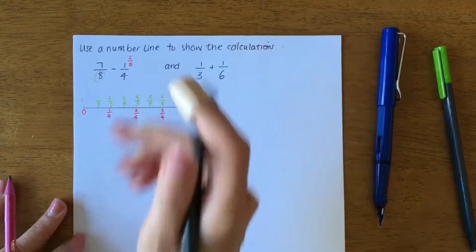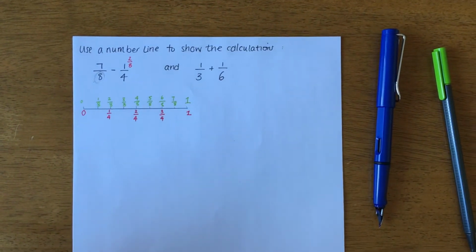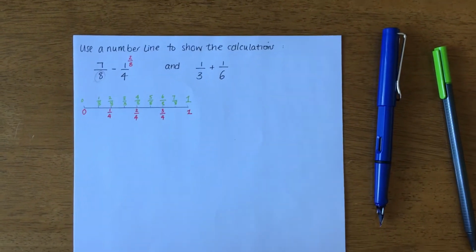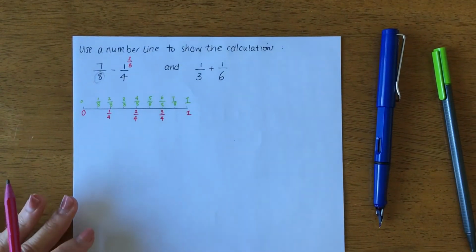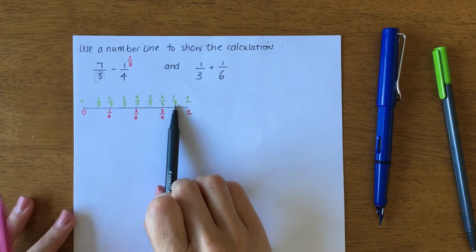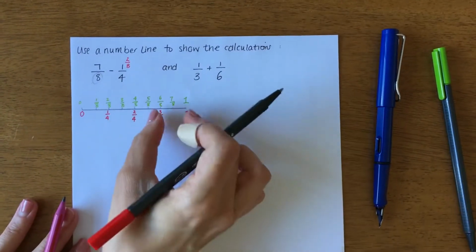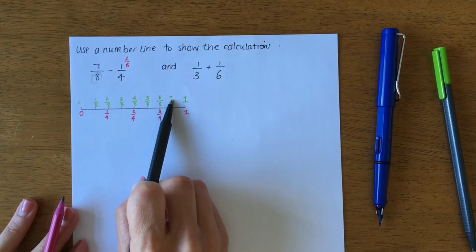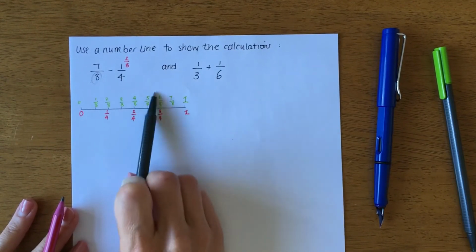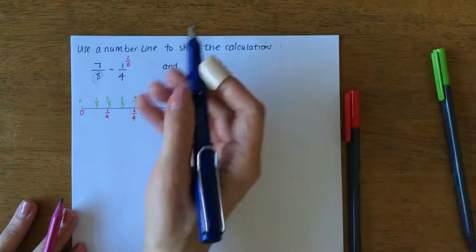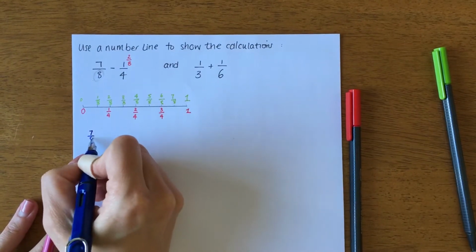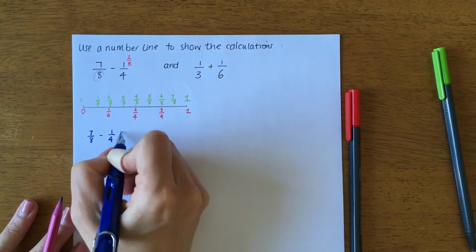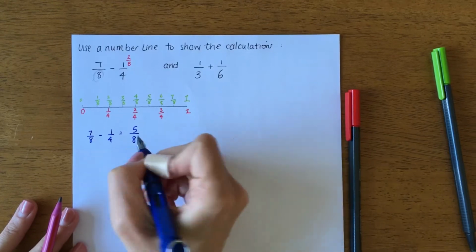And this will help us when it comes on to doing these types of questions where we just write the equivalent fraction. So I'm on 7/8. I need to take a quarter away, which now I know is 2 parts or 2/8. So I count back 2, 1, 2. So my answer to the first one, 7/8 take away a quarter, is 5/8.